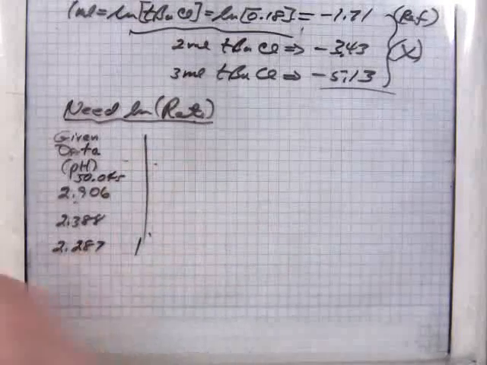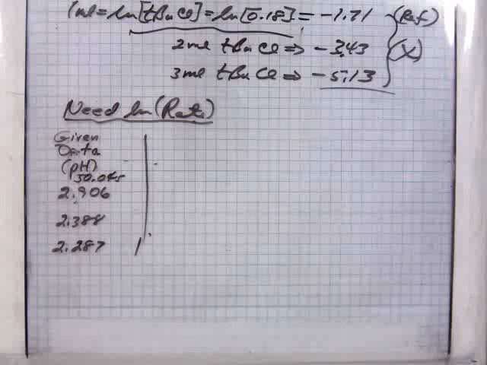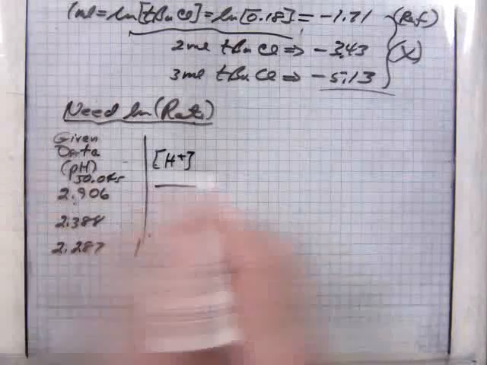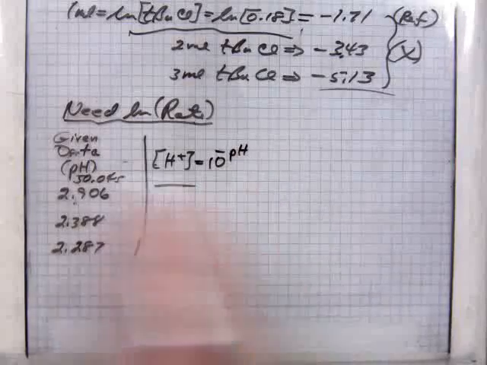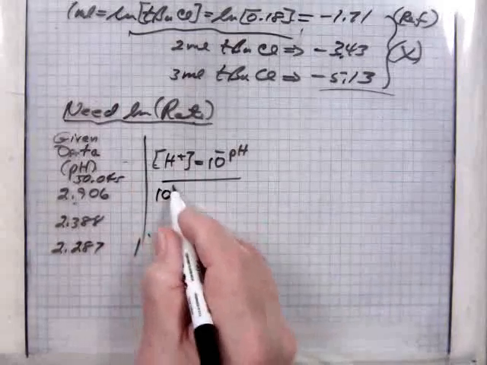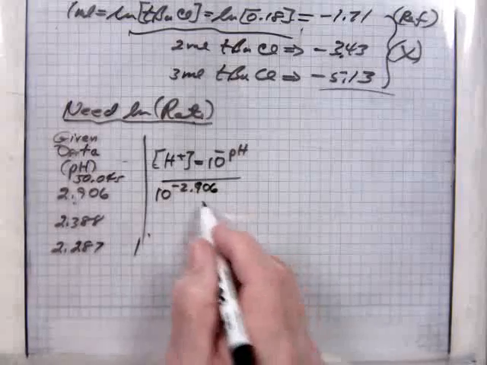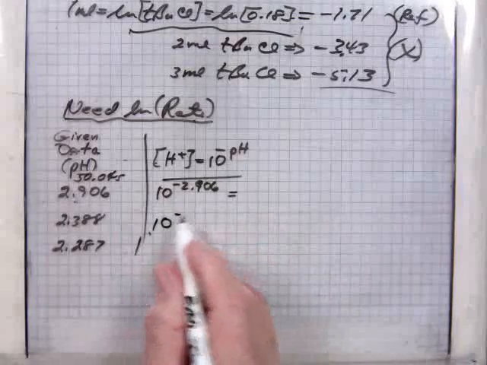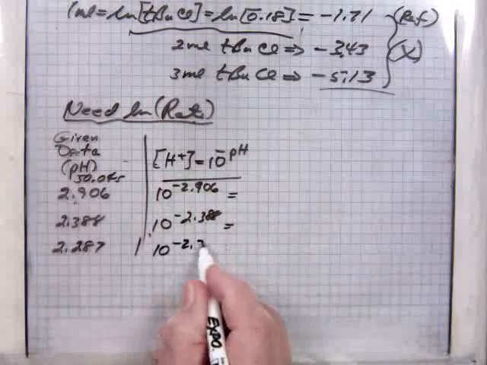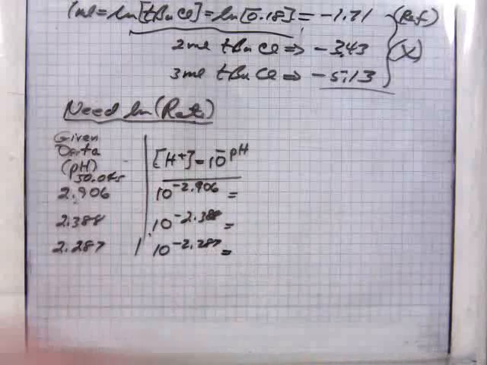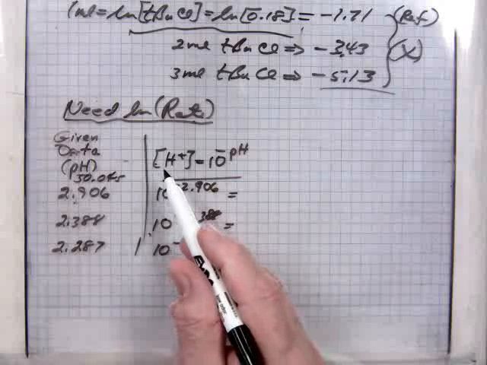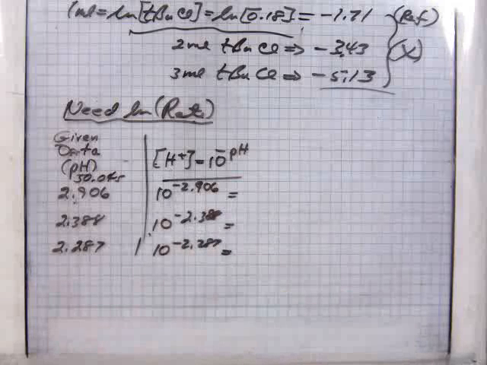Okay, well, what does pH mean? It is a measure of hydrogen generated. So the amount of hydrogen generated in moles per liter can be calculated as 10 to the minus pH. So I can take each one of these: 10 to the minus 2.906, and then 10 to the minus 2.388, all in moles per liter, and 10 to the minus 2.287. And so you have 3 concentrations. This is the concentration of HCl generated in our reaction.